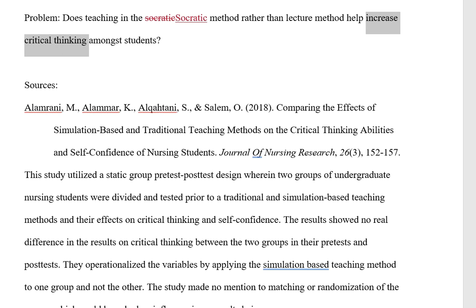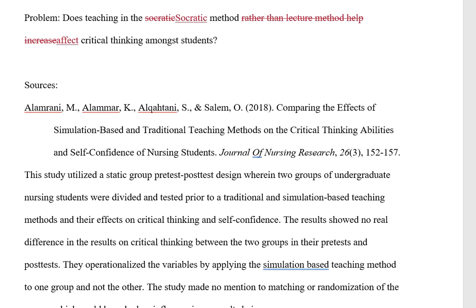I should say, it leads what you assume the solution is, or the effect should be. So I would just get rid of rather than lecture method, and I would just put in the word effect. Does teaching in the Socratic method affect critical thinking among students? And notice that it's affect with an A because it's a verb, and not effect, which would be the noun. So that's just a simple way to help remove some inherent bias in the problem itself.